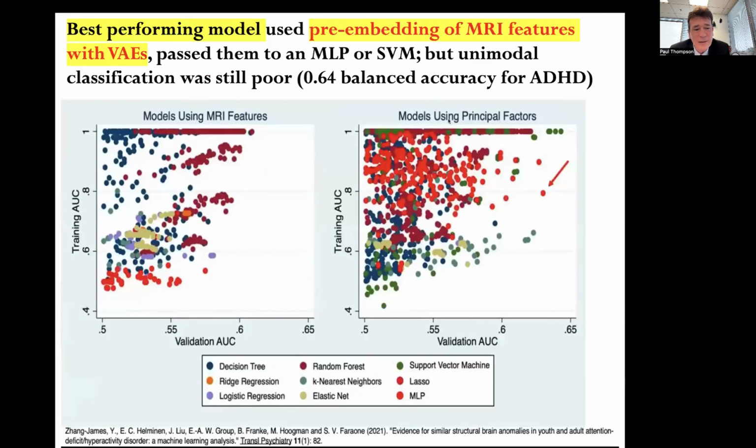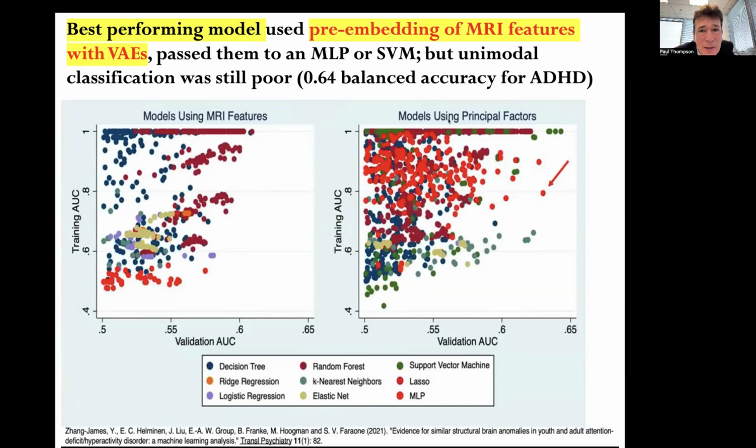One of the ways into this that was suggested by Yanli Zhang James and colleagues is to use autoencoders to embed summaries of the MRI, DTI, and resting state features. And they found that pre-embedding of MRI features using VAEs before passing them to a standard machine learning architecture, such as a support vector machine, or a fully connected neural network, such as a multi-layer perceptron, was the best.